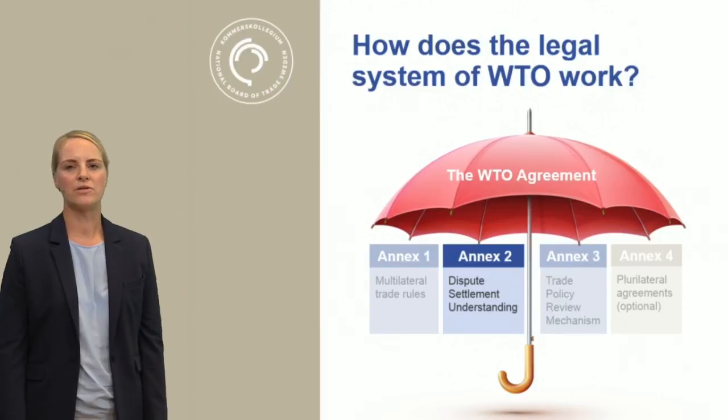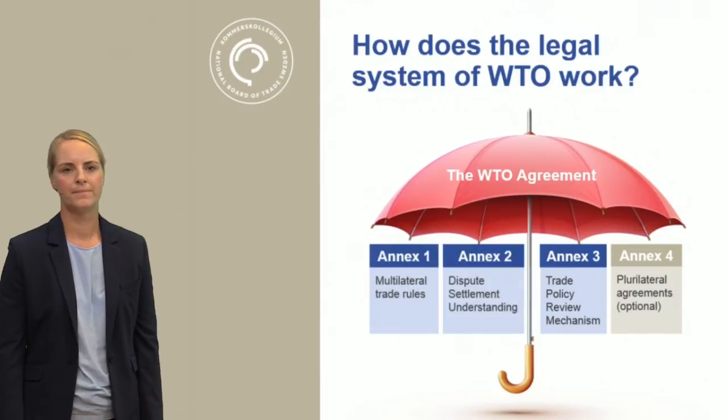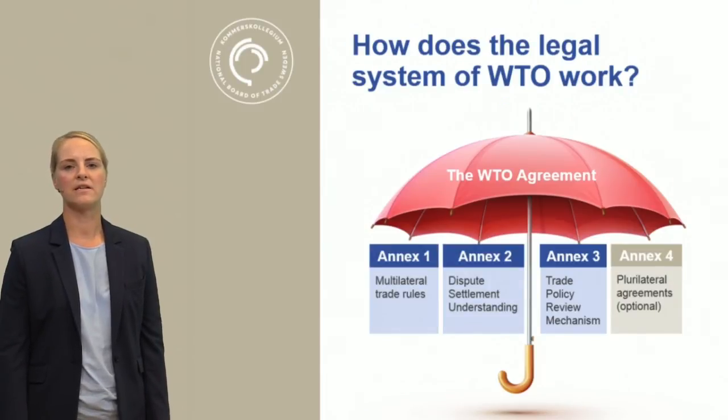Annex 2 of the WTO agreement contains the dispute settlement rules, and Annex 3 establishes the trade policy review mechanism. These 3 annexes are binding upon all members. The 4th annex contains the agreements that are optional and therefore only binding on those members who have chosen to be covered by the agreements. These agreements are called plurilateral and not multilateral, since they only involve some members.